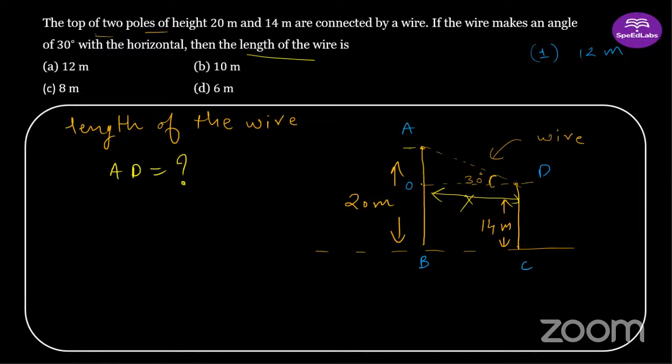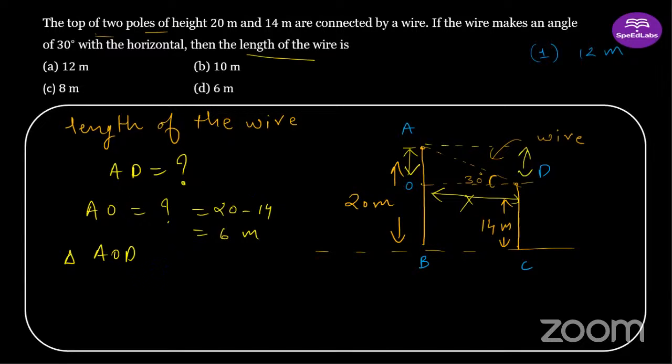How can we see what would be the value of AO? Do we know it or not? Yes, AO is 20 minus 14, because OB is equal to DC, definitely. So this would be equal to 20 minus 14. So we have this as 6 meter. So now in triangle AOD, this particular length minus this, so we get this.